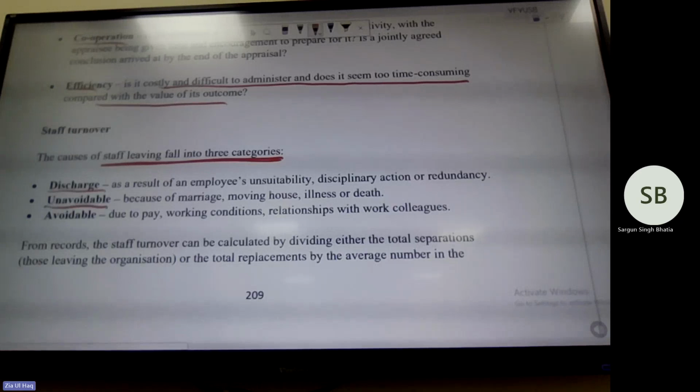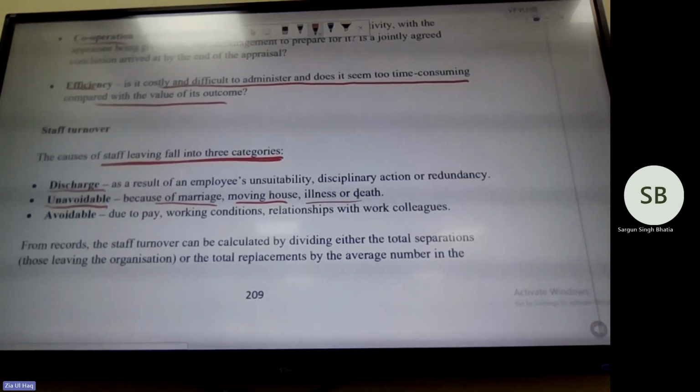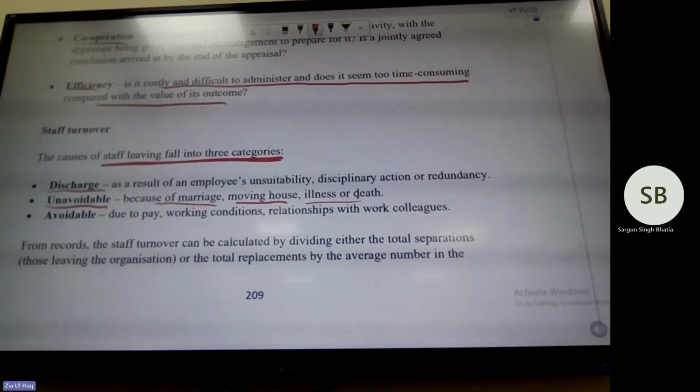Unavoidable means staff leave the organization due to some unavoidable circumstances, like a female getting married. After marriage, they don't need to work because their husband is working and earning huge money, so the female thinks she needs to stay as a housewife, so she will leave the organization. These are unavoidable circumstances, natural issues. Moving houses, obviously you will shift your job near to your house. Illness or death. Due to this, there will be staff turnover. Due to illness, if any person is unable to work, he is not healthy enough to work, so he will leave the job. Or there could be some avoidable issues.